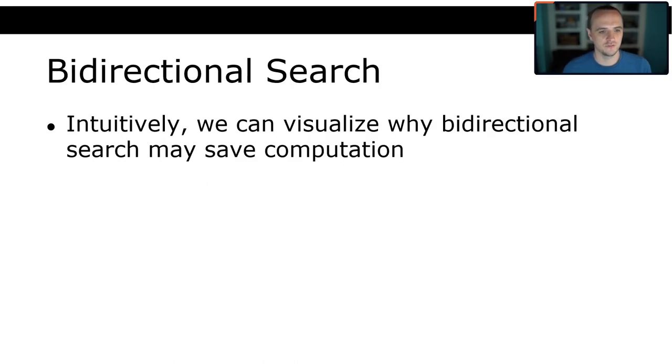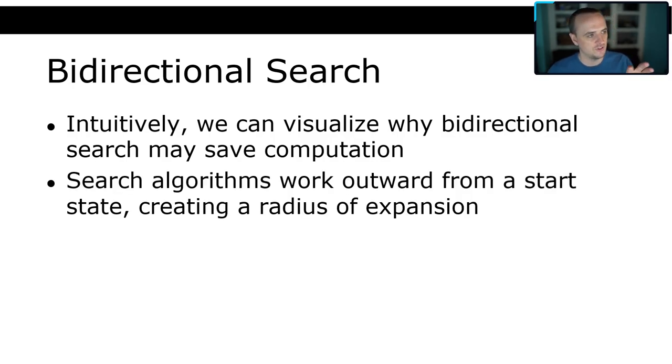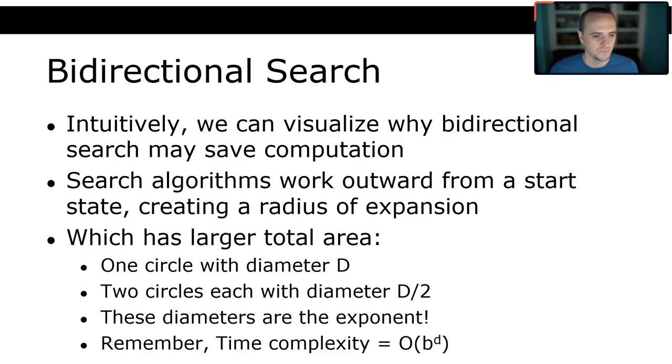So intuitively, we can visualize why bidirectional search might save computation. Search algorithms, if you've seen our visualizations of the animated searches so far, start from a state and work outward, right? Creating some sort of radius of expansion. So which has a larger total area: one circle with diameter d, or two circles, each with diameter d over 2? The diameters of these are the exponent in our time complexity. So if we have big O of b to the power of d, we'd rather have 2 times big O of b to the d over 2.